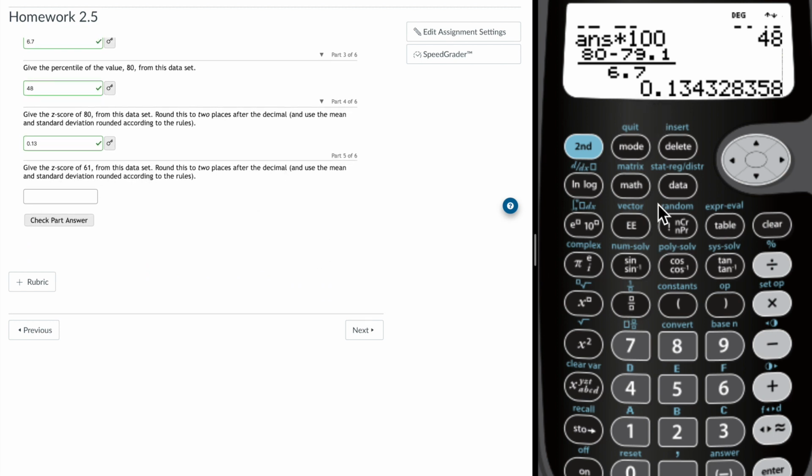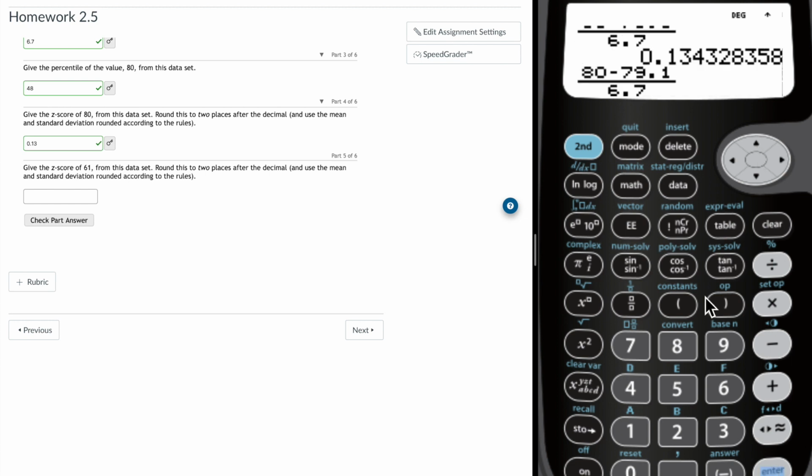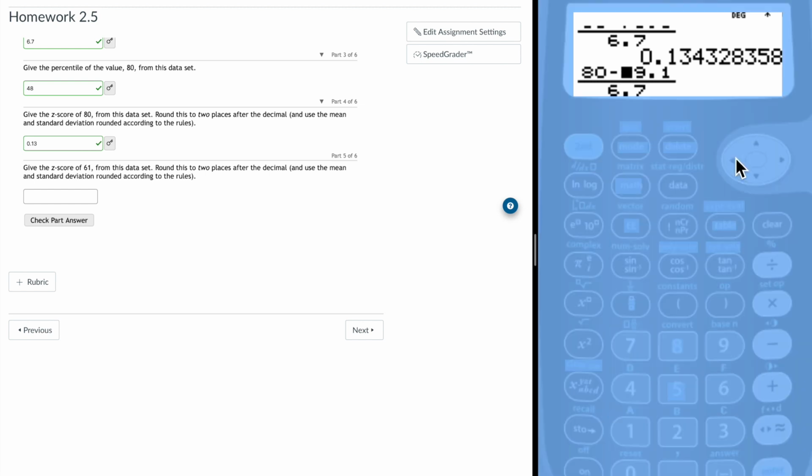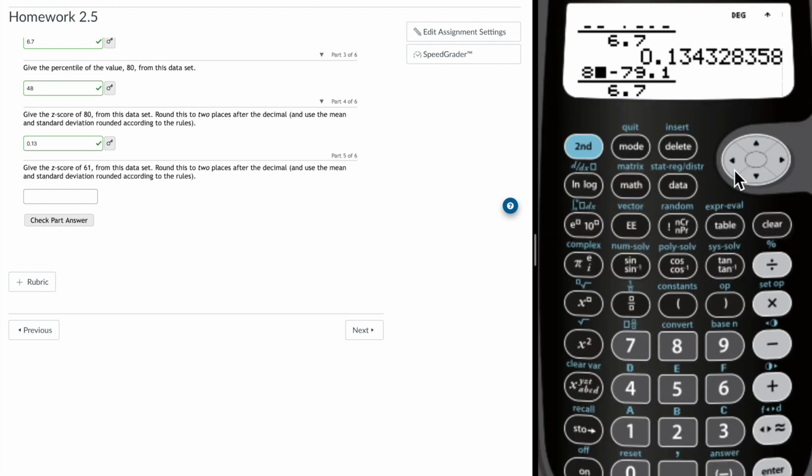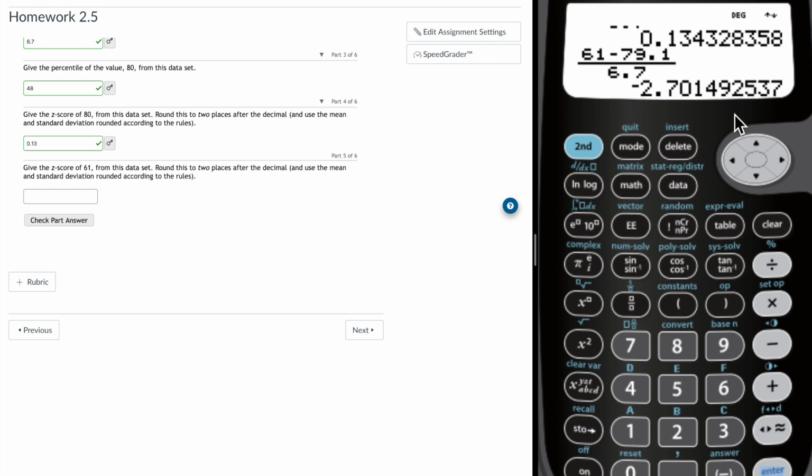I'll do the same computation. I can actually on the calculator press up twice here and press enter, and then I can actually edit it. So all I really need to do is change my value. I'll just type over the 80, and I'm doing a z-score of 61, so I'll just say 61 instead of 80 and hit enter. So that's negative 2.70 to the nearest hundredth, 2 places after the decimal.